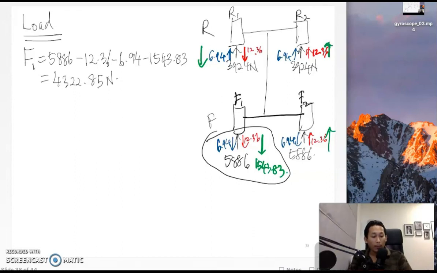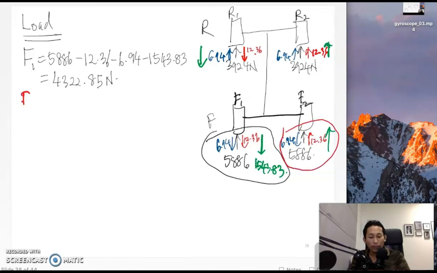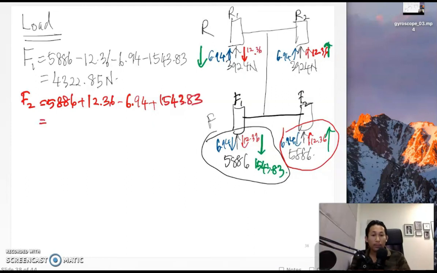Okay, and then we have our front wheel number 2. We have 5886 plus 12.36 minus 6.94 plus 1543.83. Okay, the answer is 7435.25.